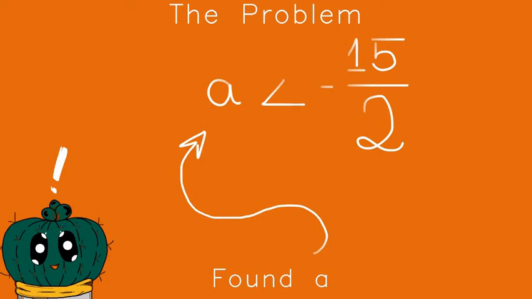Okay, so this problem says that the answer is that a is less than negative 15 by 2. What is that actually? Negative 15 by 2, 7 times 2 is 14, so it is going to be negative 7.5. Okay, it is going to be less than negative 7.5. So that means that it can take on the value of negative 10, negative 5,000, negative 6,000, any number which is going to be less than negative 7.5. So that is the problem solved.